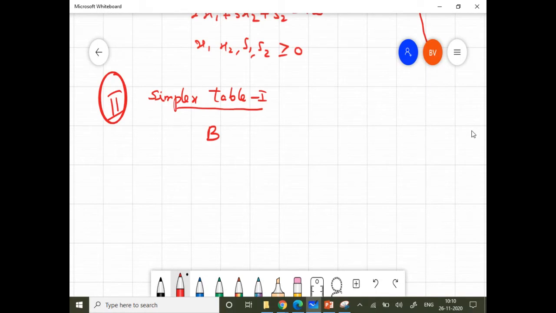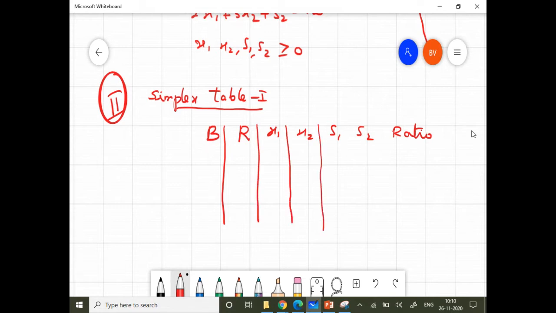We know what the basic variables are: S1, S2, the newly introduced variables. R, right hand side values, and then the names of the variables, that is x1, x2, s1, s2, and finally the table ends with the ratio column. So these are the column titles of the new table. First, B stands for basic variable. R stands for right hand side.